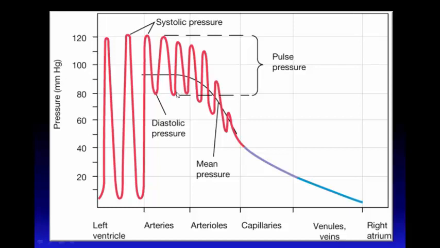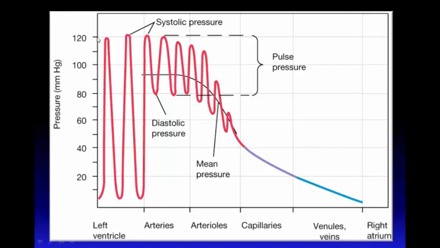So the diastolic blood pressure is normally 80 millimeters of mercury, and again when the left ventricle opens the aortic valve and ejects blood, the stroke volume, into the aorta, the blood pressure elevates from 80 to reach a maximum systolic blood pressure of 120 millimeters of mercury.